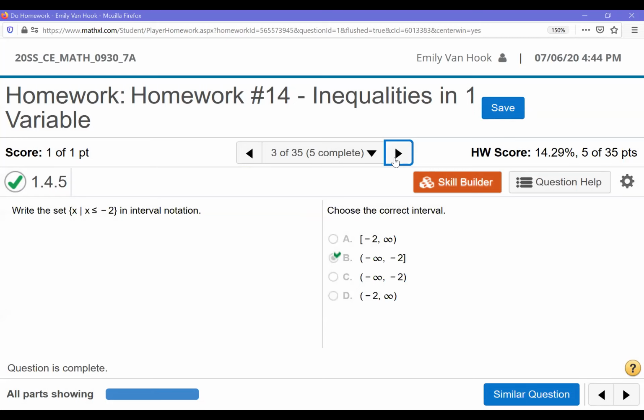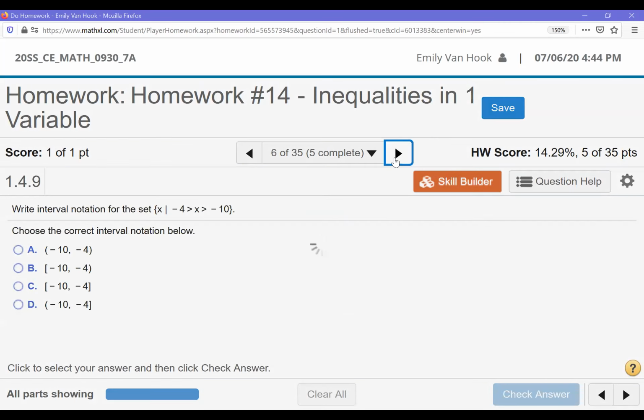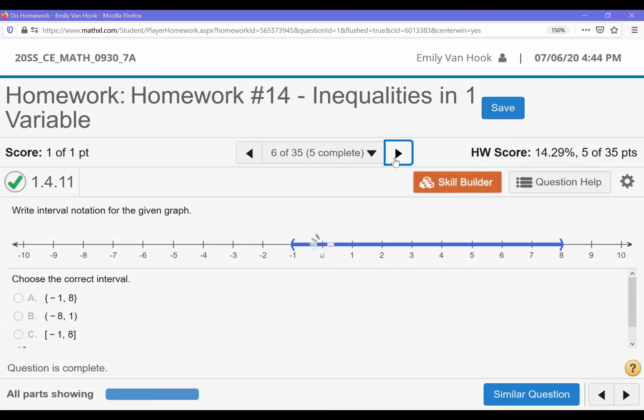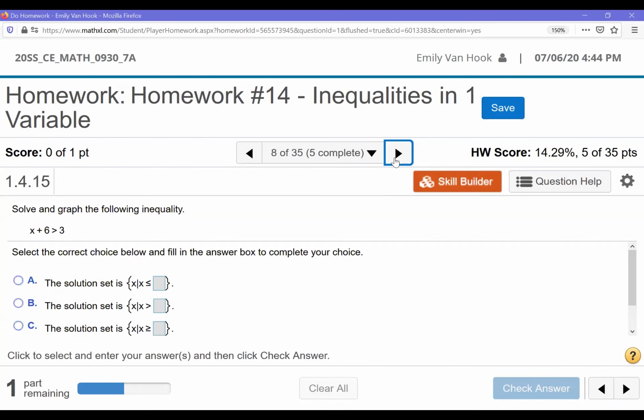Then when we make it to number 3, remember 3, 4, 5, 6, 7, we saw those in our previous video talking about interval notation. We saw some number lines. And then once we got to number 8, that's when we had our first solving an inequality. So let's take a look at number 8. It says solve and graph the following inequality. X plus 6 is greater than 3.